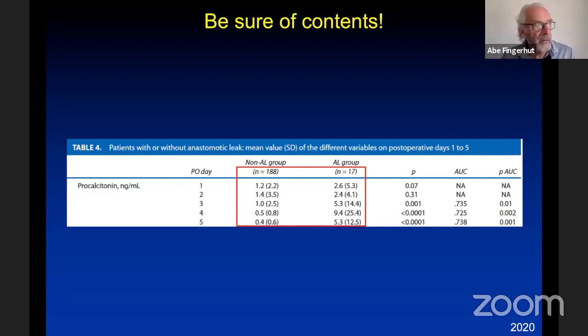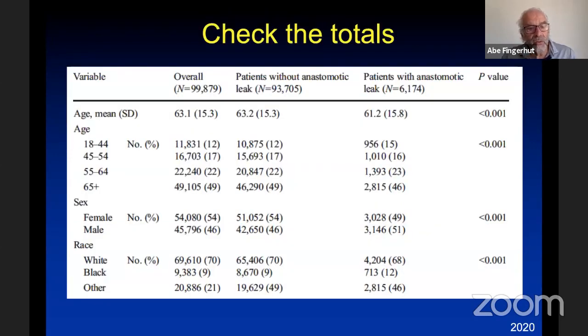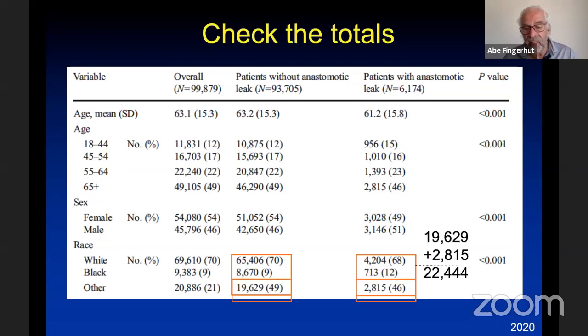So be very careful of the contents. When you put the content into a table, make sure that it corresponds to what you want to say and that it is methodologically correct. Make sure that the totals add up. Now, this is a very specific example that I showed because this is a paper that I corrected, so I know that the authors made a mistake somewhere during the process and they had to correct the numbers, but when they corrected the numbers in the text, they forgot to correct them in the table, and the totals don't come up to the same.